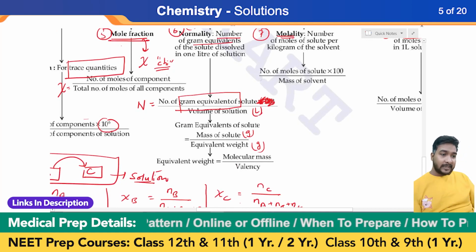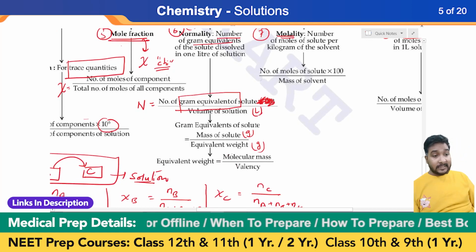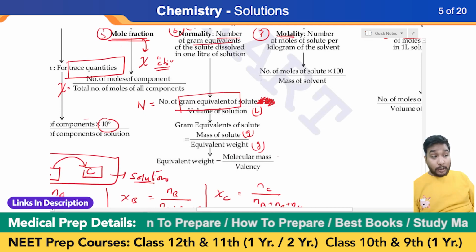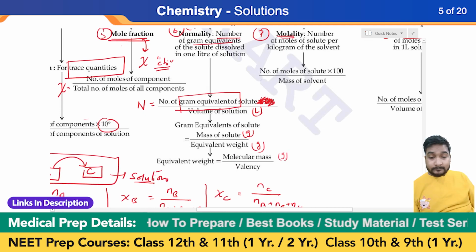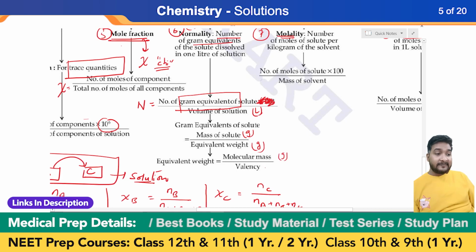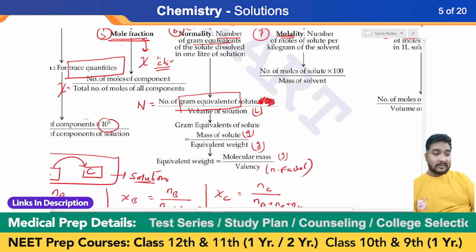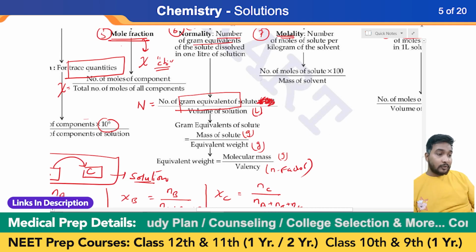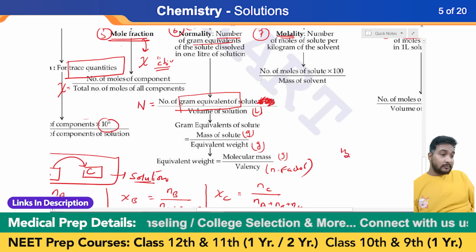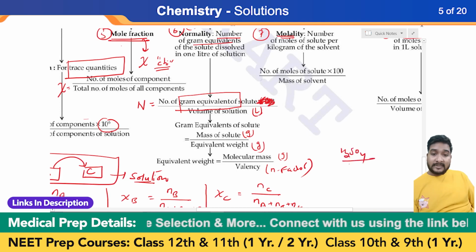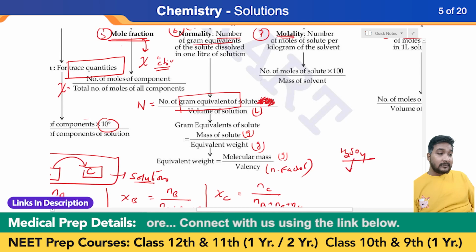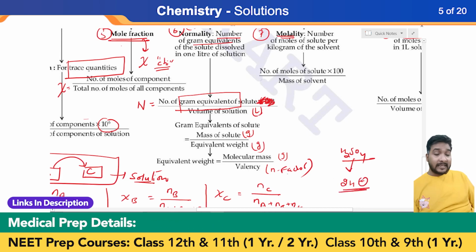So we are digging deeper, right? What is equivalent weight? Equivalent weight can be calculated as molecular weight or molecular mass of solute upon its valency factor, or we can say n factor. N factor is sometimes given in the question, like for H2SO4. H2SO4 is an acid, so how many H plus will it produce in the aqueous solution? That is 2H plus. So 2 should be the N factor of sulfuric acid, right?